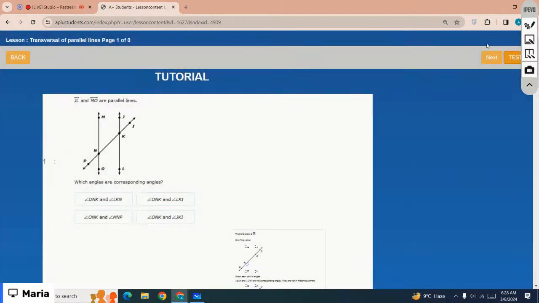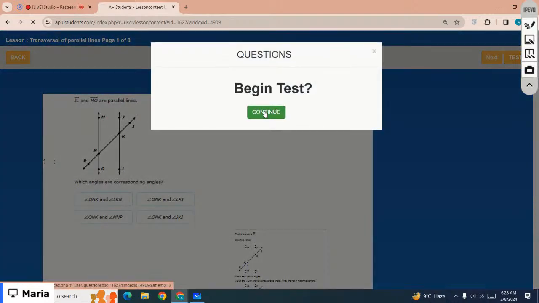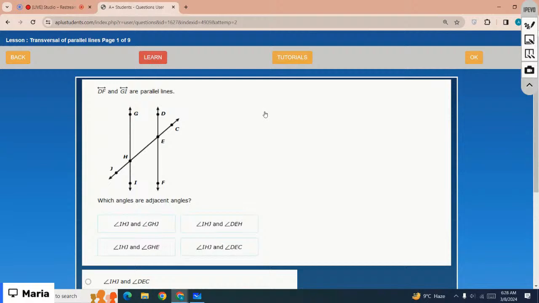Okay, let's just start with the test questions. DF and GI are parallel. Which angles are adjacent angles? IHJ and GHJ. IHJ and DEH. IHJ and GHE. IHJ and DEC. The option number one is the correct option.